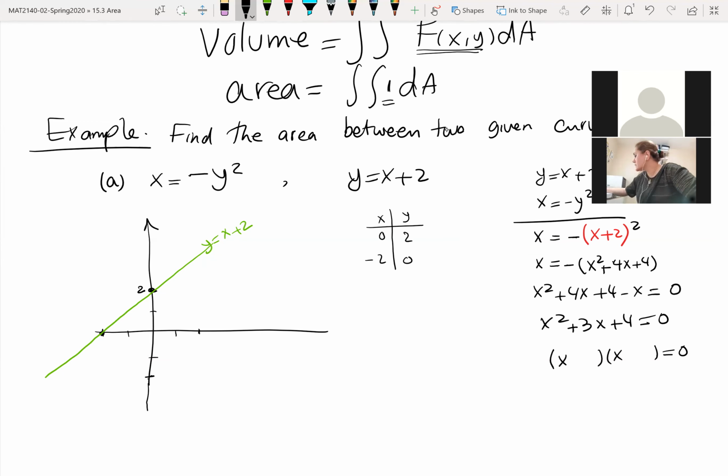This is x equals negative y squared, and this is y equals x plus 2. Yeah, that's correct. What is the intersection of this one? Any idea, guys?